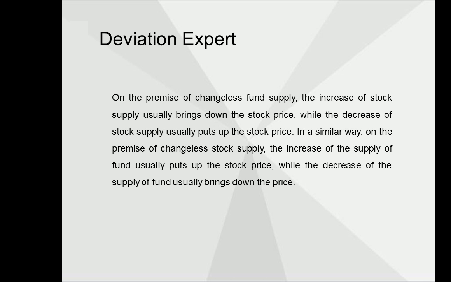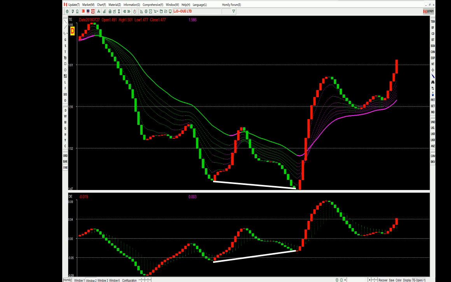Let's see the deviation expert. On the premise of changeless fund supply, the increase of stock supply usually brings down the stock price, while the decrease of stock supply usually puts up the stock price. This is some theory. Then in a similar way, on the premise of changeless stock supply, the increase of the supply of funds usually puts up the stock price, while the decrease of the supply of funds usually brings down the price. We just need to know it, okay?